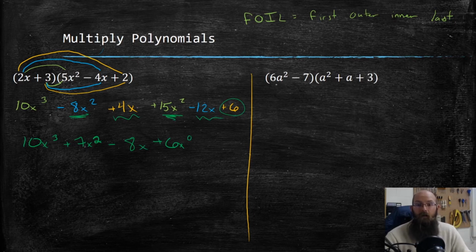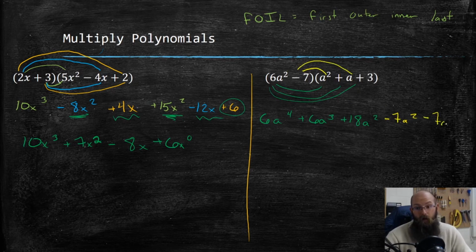I am going to again take this first term and multiply it to everything on the right. So 6a squared times a squared is 6a to the fourth. Then 6a squared times a gets me 6a cubed. Oh, I wrote x. 6a squared times 3 is 18a squared. Then I need to multiply the negative 7 times all of those things. Negative 7 times a squared is minus 7a squared. Negative 7 times a is negative 7a. Negative 7 times 3 is negative 21.